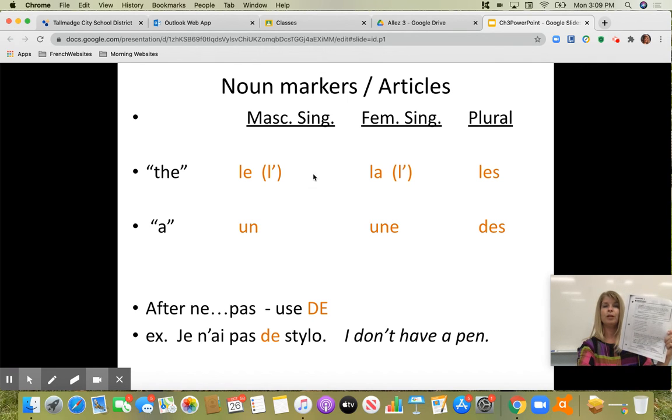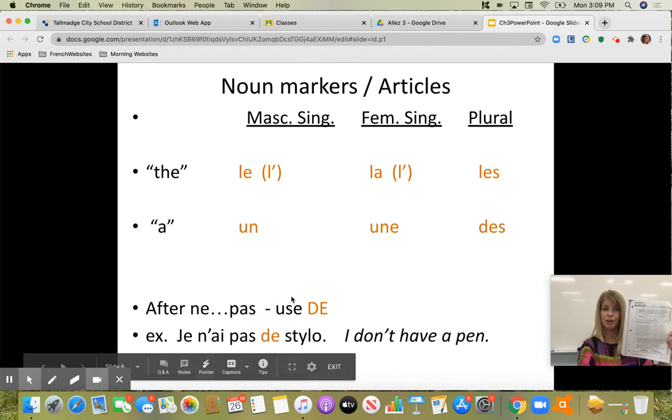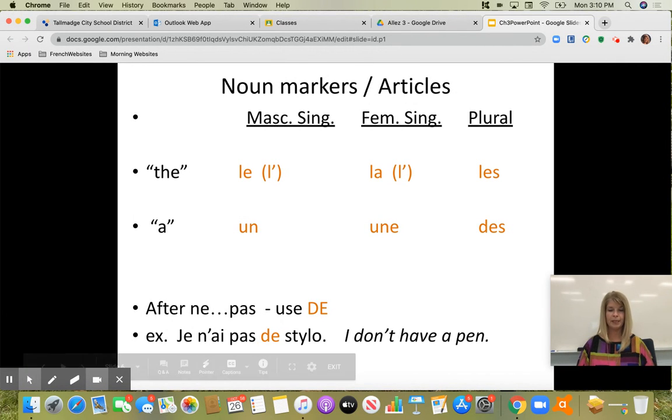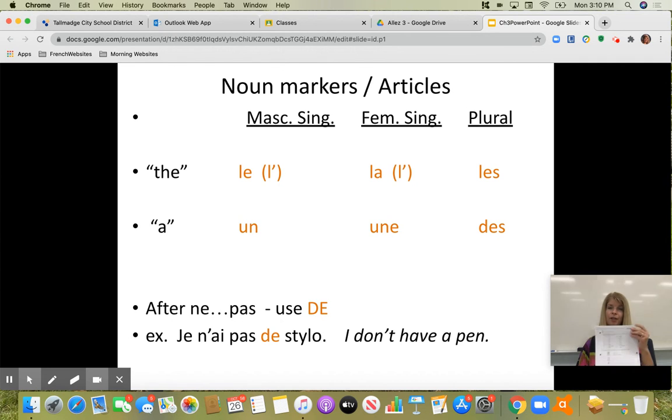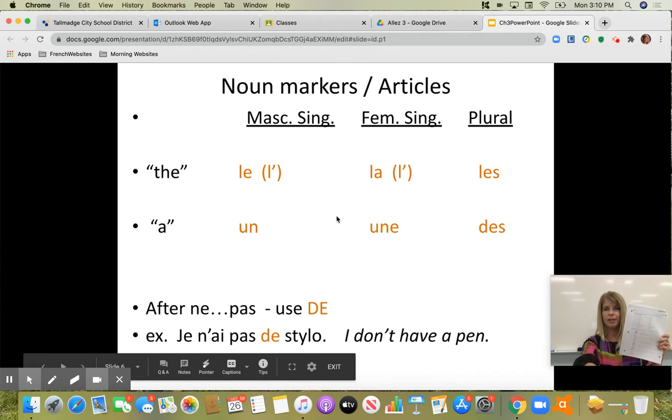This page that we're on right here. Do you want to use the word the, or a, or some? And what about after a ne pas sandwich? Everything changes to de, or de apostrophe. So that's what this is all about, A, B, C, and D. Then you have a practice sheet that you're going to fill out too. And this too is working with these different noun markers.